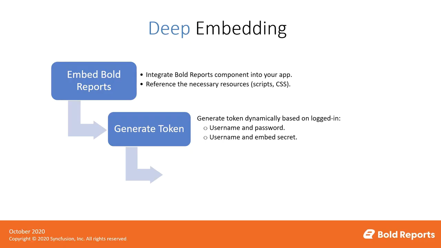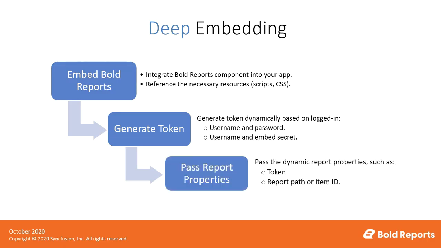And the second step is the token generation action, which is used to render the report securely. It can be generated in two ways. The first one is the username and password, and the second one is the username and embed secret key. And the third major step is the report properties that are required for rendering the report, like the authentication token and the report path with which you want to render the report in your component. Let me show you a short demo of embedding a report using username and password.